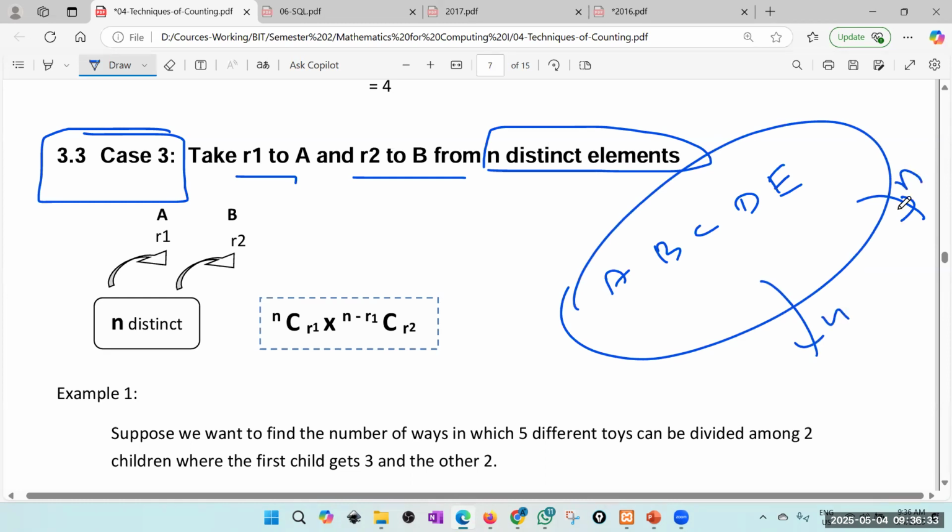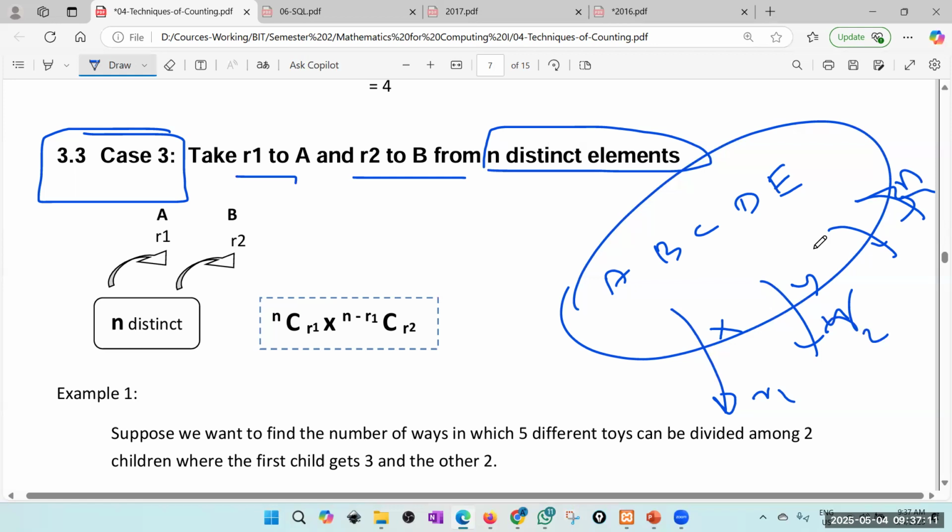Case 1 is you take all n elements. Case 2 was we take R elements. Now this is case 3. In case 3 we take R1 of type, say type X, because I have A as element. I said R1 of type X and R2 of type Y and so on. Maybe R3 of type Z and so on. So if so, how many selections or how many combinations are available? Right? How many combinations are available?